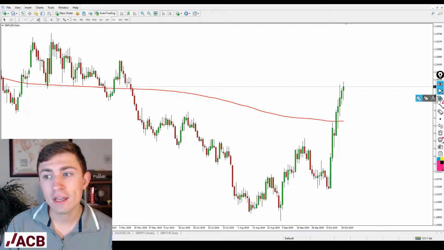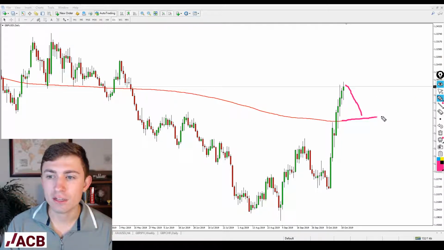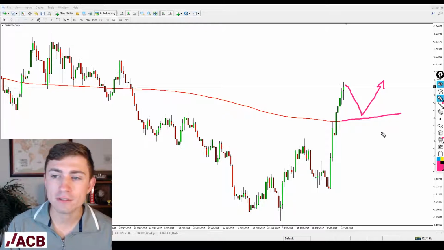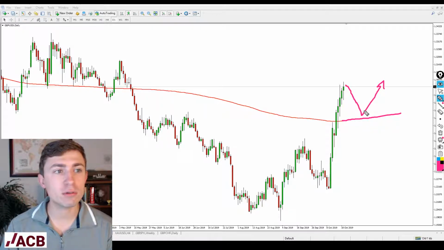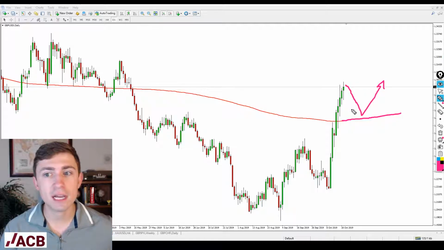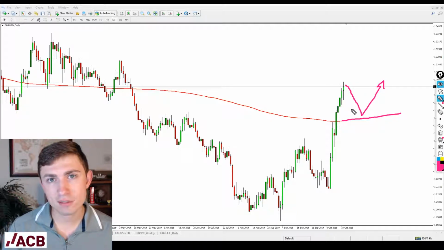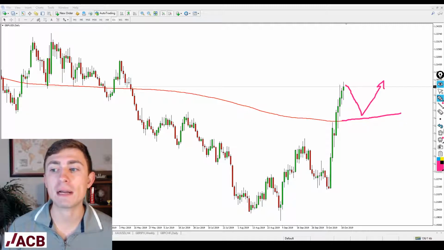I think going forward, if price decides to give us a pullback, that 200-day might actually be an interesting level to look for potential bounce opportunities going forward. Just something to consider there. I think that GBPUSD is not something that I would buy at this current time, but that if we do see some pullbacks, there might be some opportunities to trade in the direction of the move.